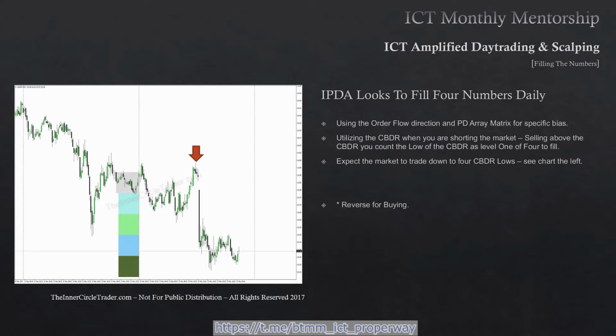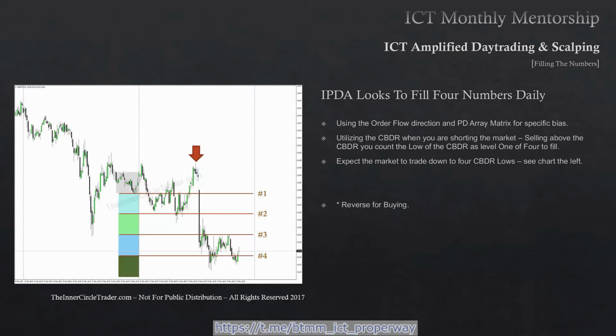So going short here, this would be level 1 because you're selling short above the central bank dealers range low. So when price trades down through it, that's counting level number 1, level 2, level 3, and finally level 4. So there's an example of price filling the numbers on the basis of the central bank dealers range.